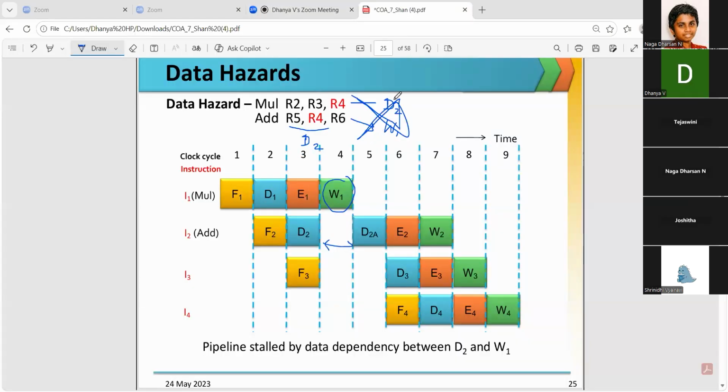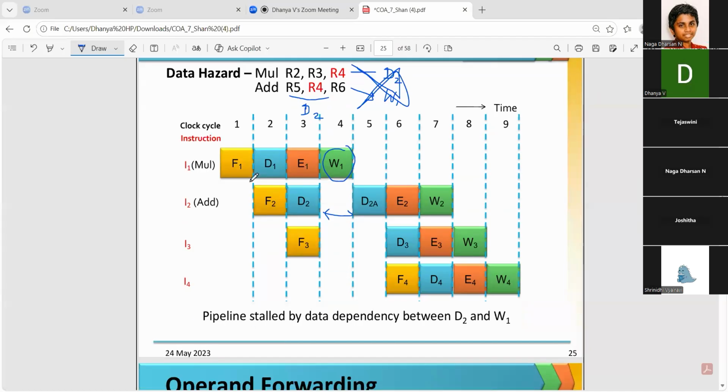So what I'm essentially saying is, you're writing into R4, that is the W1 case. You're decoding R4 plus R5, storing into R6. For that you need R4. R4 is not yet written. It is getting written in the next cycle only. So you need to delay your decoding stage. That's why you're having the stall over here. So this is an example of a data hazard.